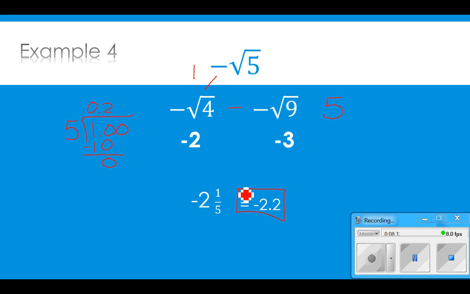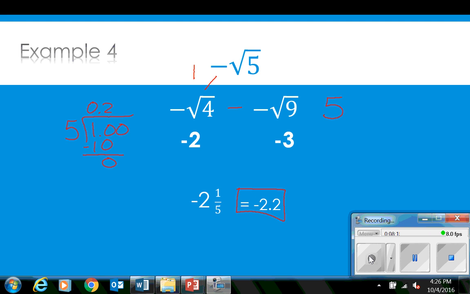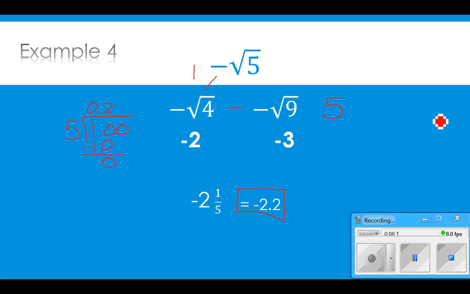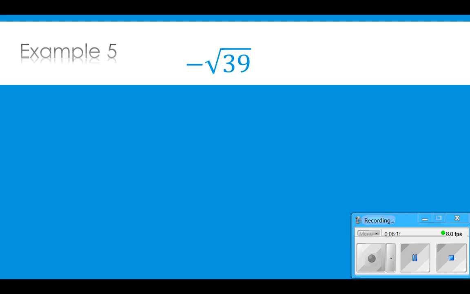And so we know the answer is negative 2.2. Here is the last example, example 5, the negative square root of 39. Go ahead and pause the video and see if you can work it by yourself. The two perfect squares it would be between is negative square root of 36 and negative square root of 49, which means it's going to be between negative 6 and negative 7.